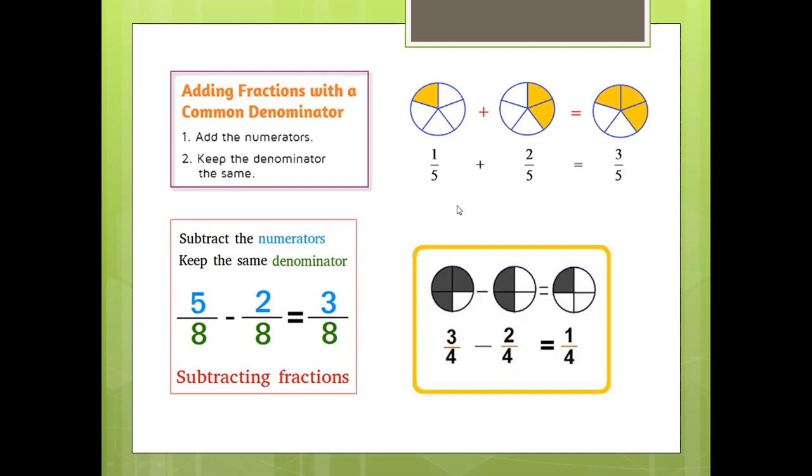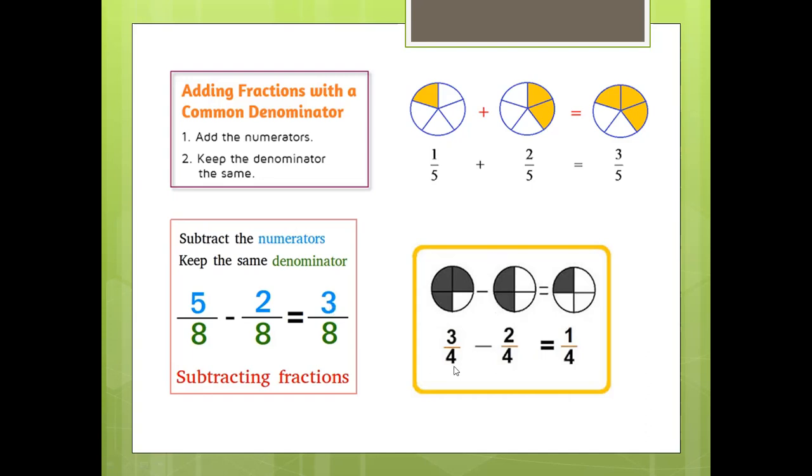Now for subtracting, if we have the same denominator also, we are going to keep the same denominator and just subtract the numerators. It's just the same as when we add fractions. We have here an example: 5 over 8 minus 2 over 8. We have the same denominator, so we keep the denominator 8 and subtract the numerators. 5 minus 2 is equal to 3.